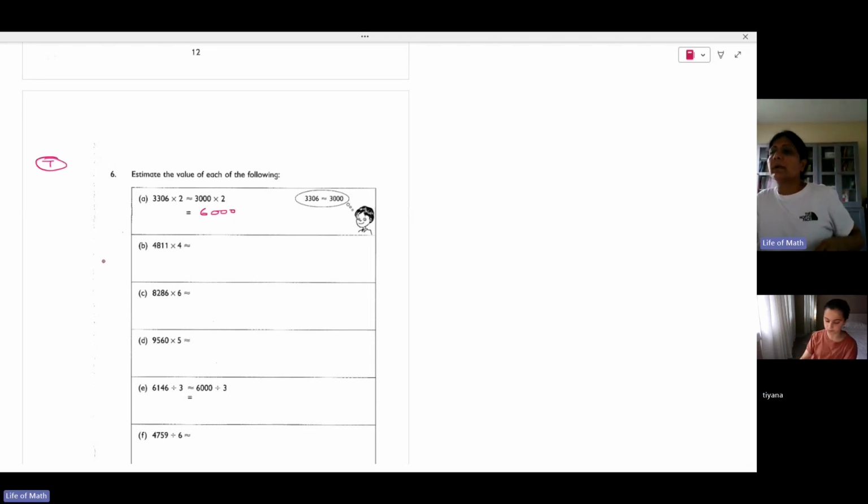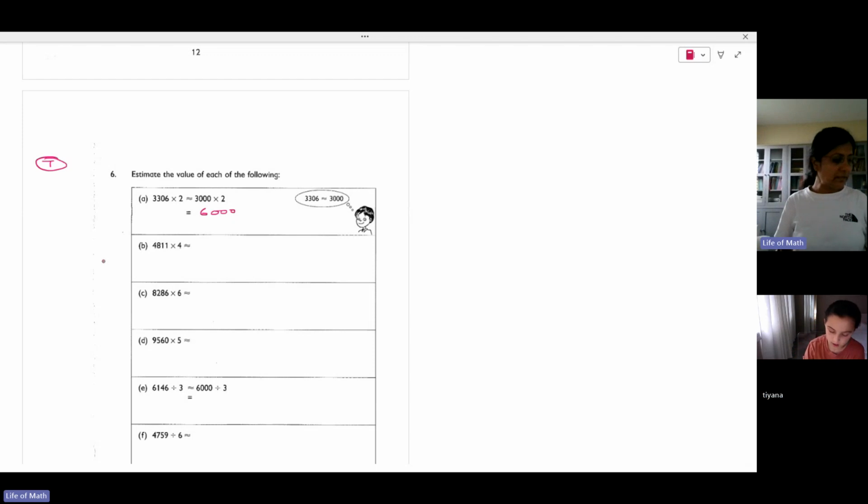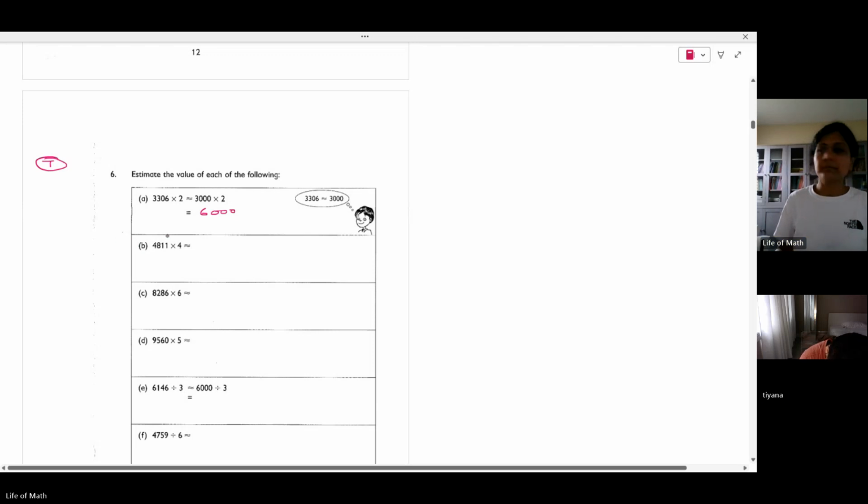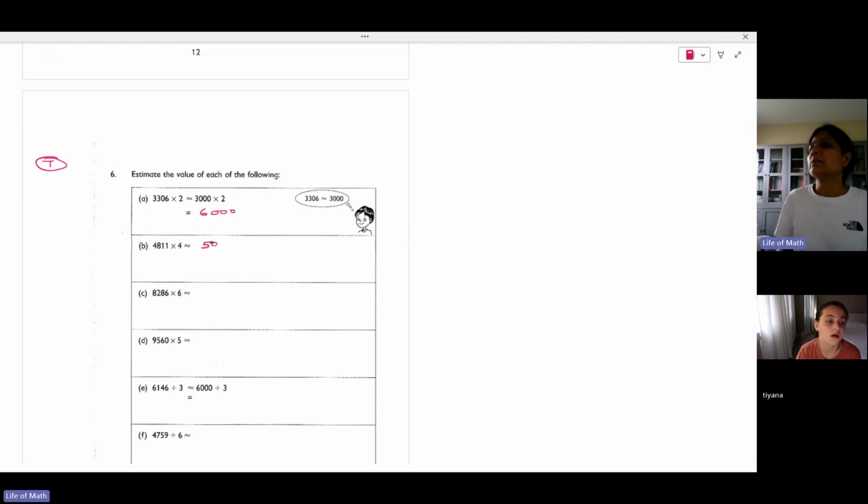4,811 times 4. 4,811 needs to round up to 5,000. It is very close to 5,000. So 5,000 times 4. 5 times 4 is 20, and then the 3 zeros follow, so 20,000.